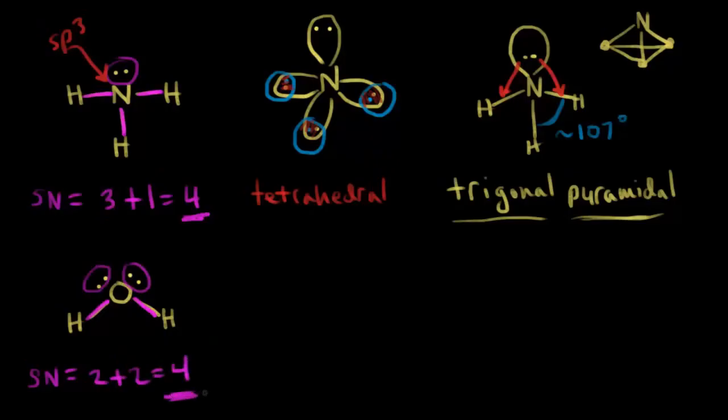So we need 4 hybridized orbitals. As we've seen in the previous 2 examples, when you need 4 hybridized orbitals, that's an sp3 hybridization situation, right? You have 4 sp3 hybridized orbitals. So this oxygen is sp3 hybridized. I'll go ahead and write that in here. So oxygen is sp3 hybridized.